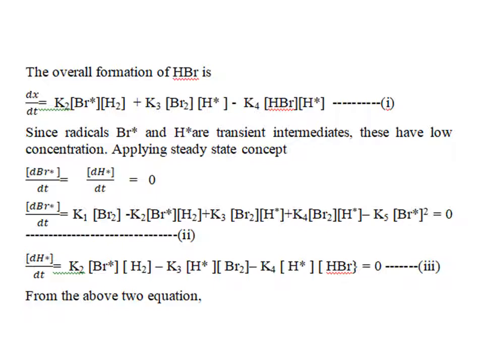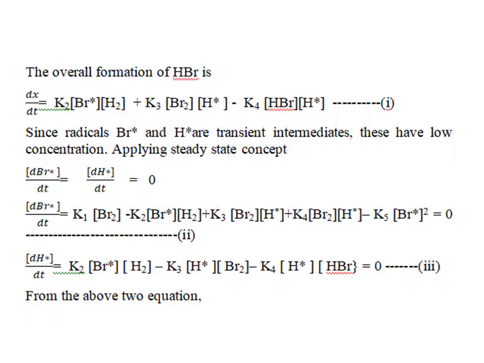Since radicals Br* and H* are transient intermediates, these have low concentrations. Applying the steady state concept, d[Br*]/dt is equal to d[H*]/dt, that is equal to 0. That is, the rate of formation of the radical is equal to the rate of destruction of the radicals.